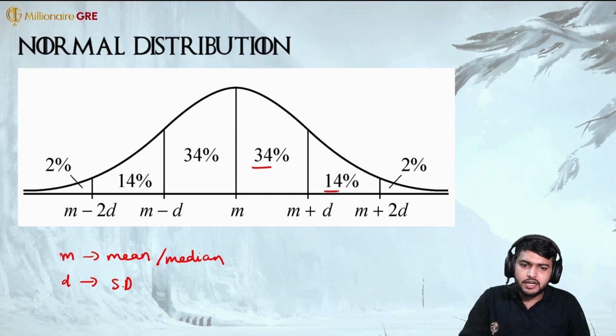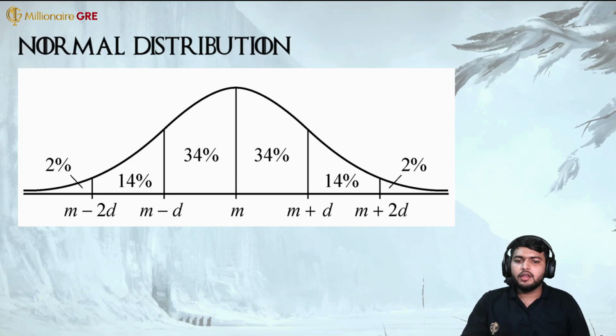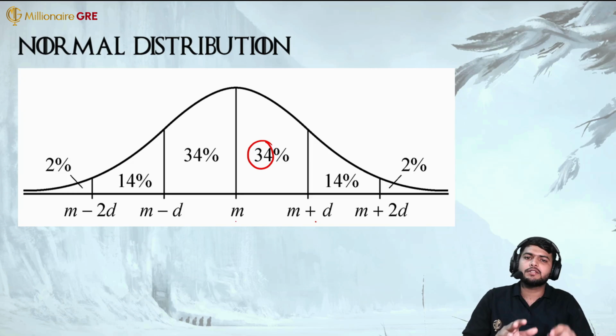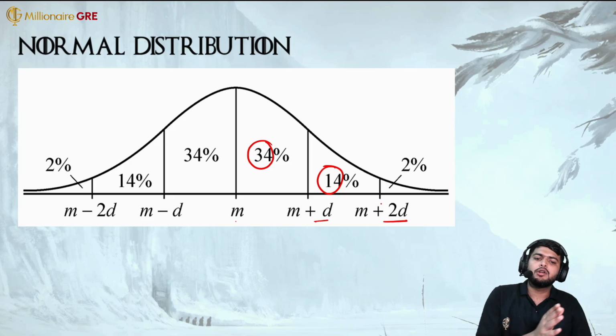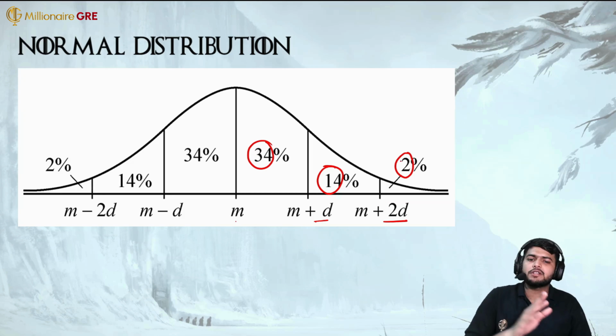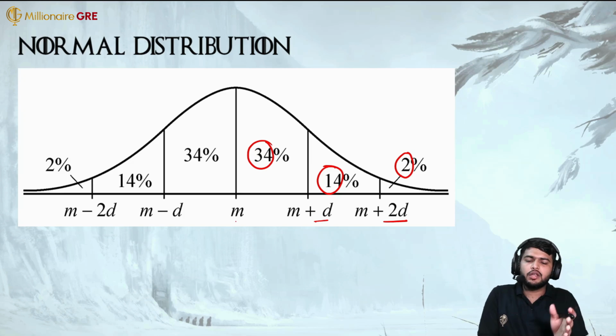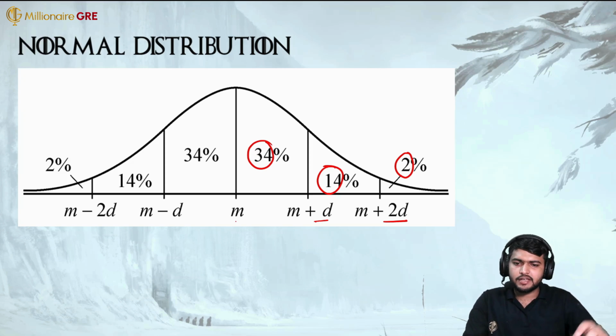And these are the percent values you have to remember. Between M and M plus D, there will be exactly 34% of all the terms. Between mean plus 1 standard deviation and mean plus 2 standard deviation, there will be exactly 14% of all the terms. Similarly, beyond mean plus 2 standard deviation, there will be exactly 2% of all the terms. Same applies to the left of mean. The graph is exactly symmetrical. You have to remember the three values, 2, 14 and 34. Okay, a few more things.